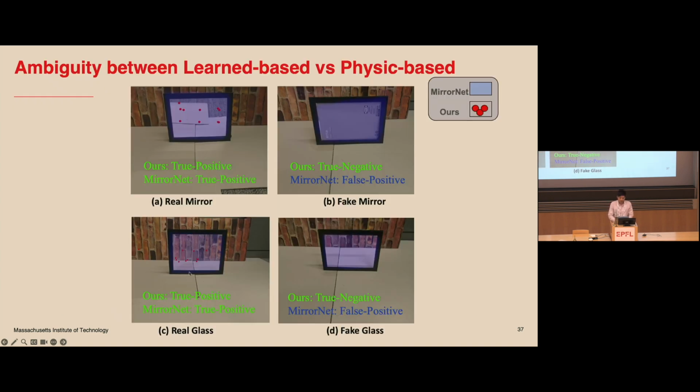Our method also works for glass. In C, there's actually a real glass, and both our method and the RGB data-driven method can detect it as glass. But here, there's actually no glass. It's just an empty frame. The data-driven method was confused and detected it as glass due to the frame, but our method is physically based, so we can reject this.